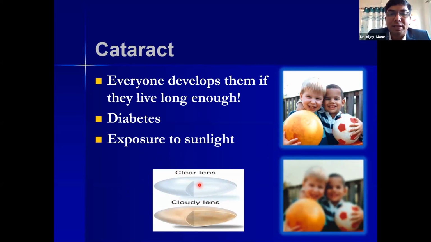So a clear lens is a natural one, something like that, and the cloudy lens is basically a natural process of the eye, and depends on many other factors like the lifestyle and food and all those things. So typically a person having diabetes may develop cataract, or a direct exposure to the sunlight may cause clouding of the lens.